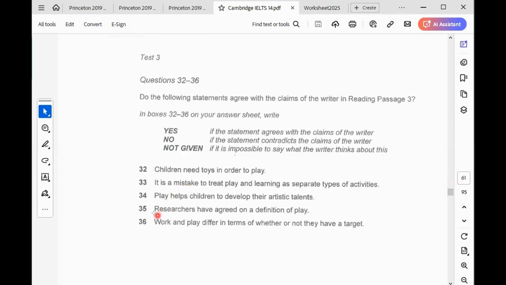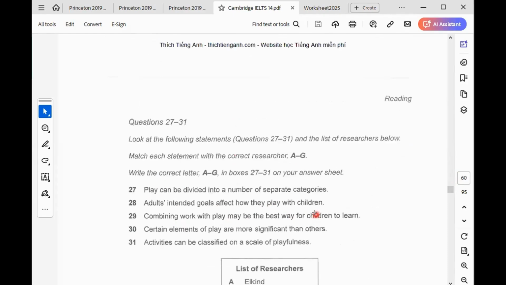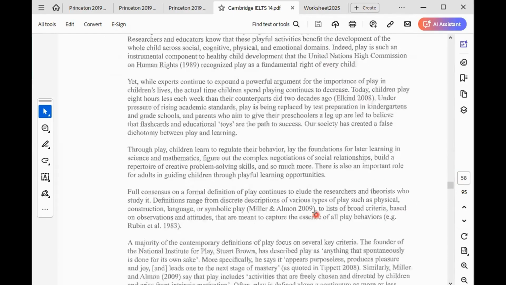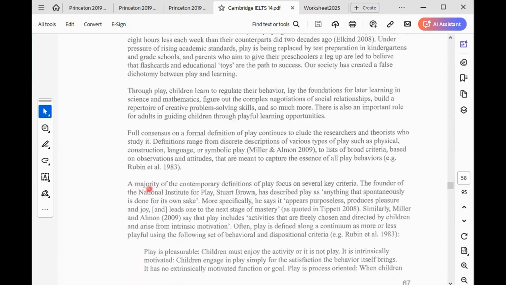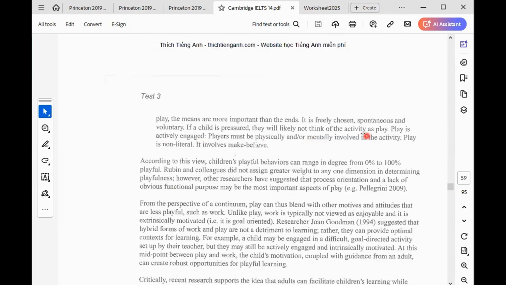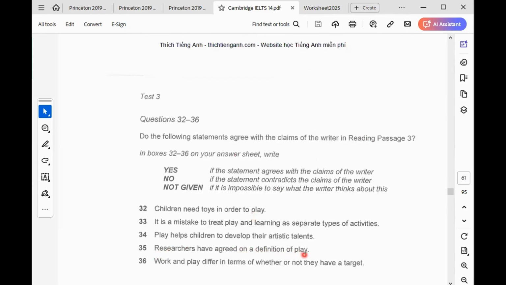Number 35. Researchers have agreed on a definition of play. I don't think so. Definition of play, where is it now? A majority of contemporary, hold on, full consensus on a formal definition of play continues to elude the researchers. Can you see? Continues to elude. What does this statement mean? Have they agreed? Does it mean that they have agreed? Have researchers agreed on the definition of play?